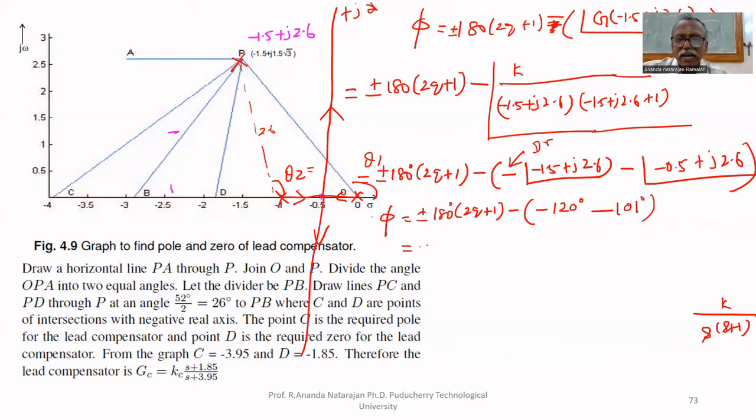Therefore, minus 180 plus 120 plus 101 equal to 221. Equal to how much?